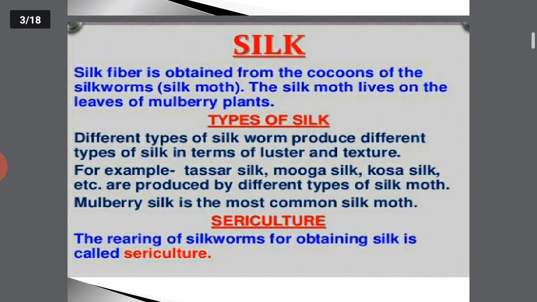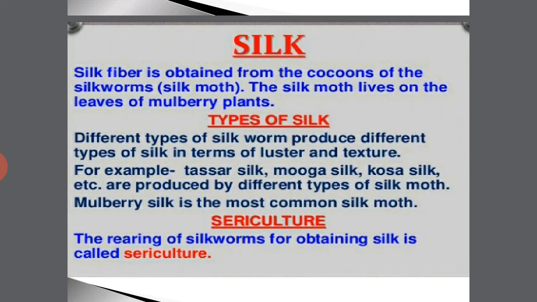Silk, we all know, is a fiber obtained from the cocoons of the silk moth or silkworm. It is known as the silk moth and lives on the leaves of mulberry plants. I will show you a picture of that plant later on in this video.